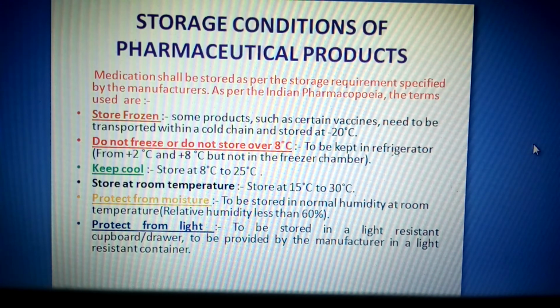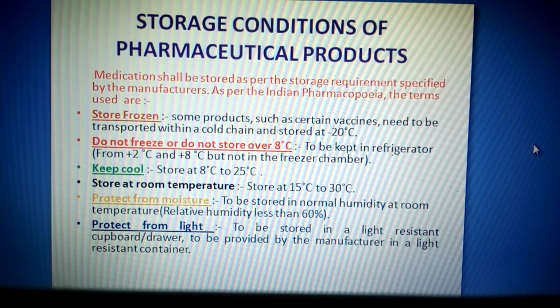Storage conditions of pharmaceutical products. Medication shall be stored as per the storage requirements specified by the manufacturers. As per the Indian Pharmacopoeia, one of the terms used is store frozen. You have seen some packets with written store frozen. Some products, such as certain vaccines, need to be transported within a cold chain and stored at -20 degrees C.